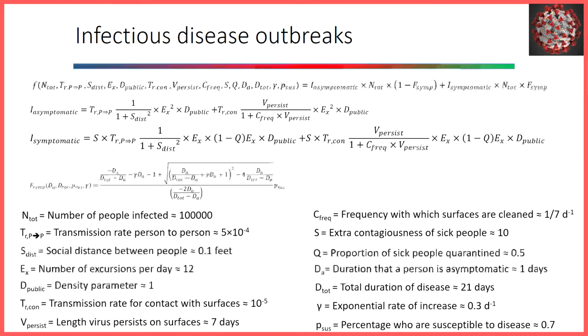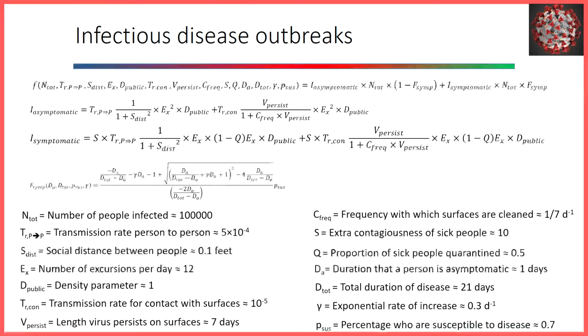Next, we've got gamma, which is the exponential rate of increase of the disease, which currently seems to be about 0.3 per day. And finally, we've got P sus, which is the percentage of people who are susceptible to the disease, which I'm estimating at 70% or 0.7. Remember, all of these equations, our parameters, are just things that I'm estimating. Even the medical health researchers at CDC don't know the best numbers to put in here or the most accurate equations to use, so I certainly do not.